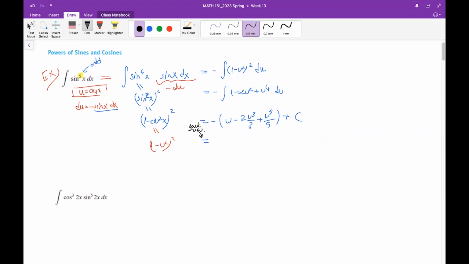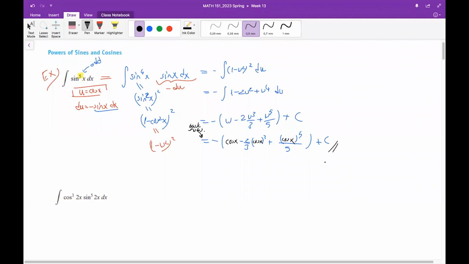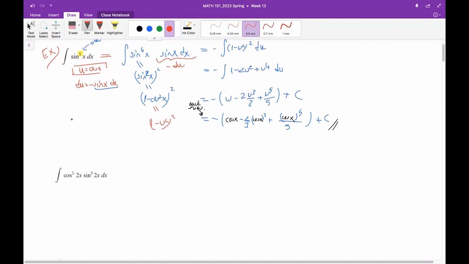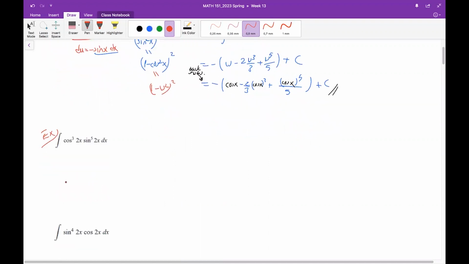What is u? u is cosine x, right? So in terms of u, I will be putting cosine x everywhere. Cosine x, then minus 2 over 3 u cubed, and then u to the power 5 over 5, plus c, where u is cosine x. Okay, so this is your final result for the first integral. Any questions? Okay, then if no questions, I will continue with the next example.